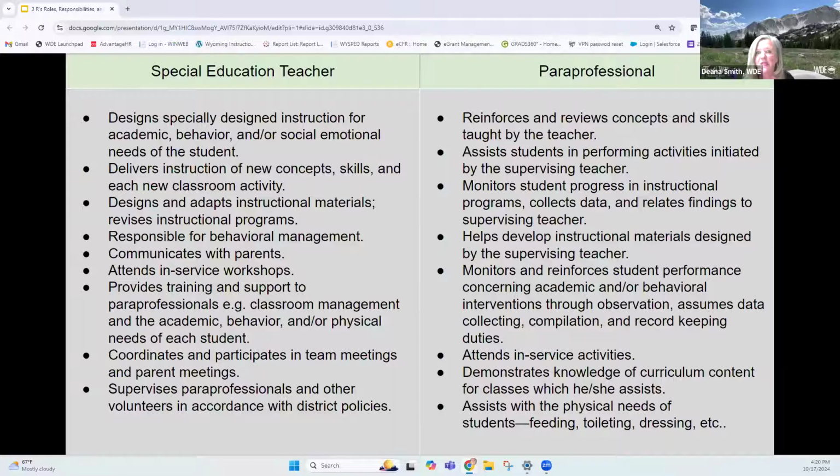A para reinforces and reviews concepts and skills taught by the teacher, assists students with goals and activities, monitors progress, collects data, reports that data to the teacher, and of course attends training. Both should be attending training. I love being a lifelong learner, and I believe wholeheartedly that whether we're teachers, administrators, directors, paraprofessionals, and even in our parent roles, if we have students with disabilities, we're continuously learning. And so I think it's really important that we keep that open.